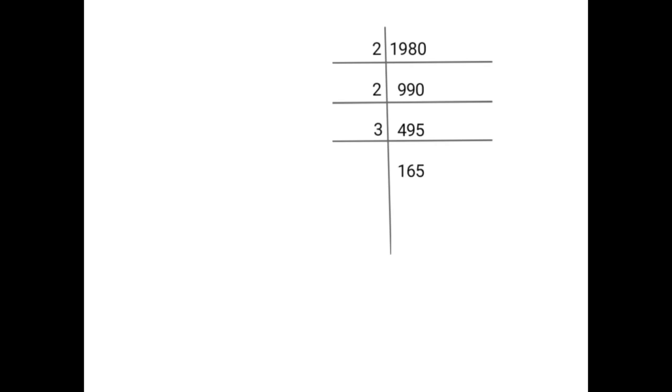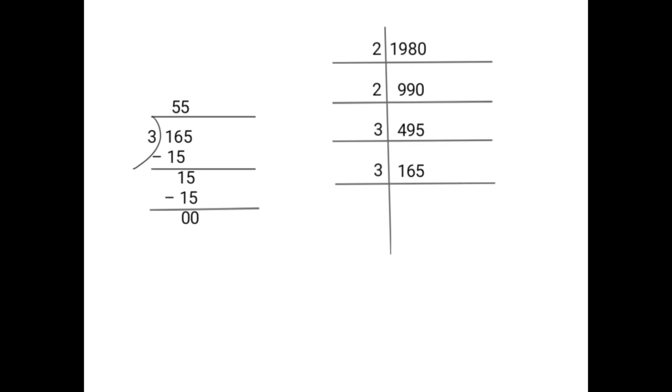3 165s are 495. The sum of the digits of the number 165 is 1 plus 6 plus 5. Answer is 12. 12 is divisible by 3. So this number is divisible by 3. Divide the number 165 by 3. I have divided 165 by 3. I am getting the quotient 55.